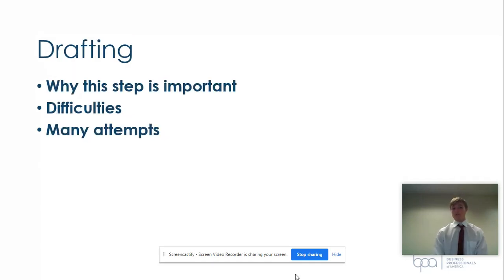The drafting step, honestly, is probably the most important step out of all because it sets up your paper for success or failure. Really, depending on how you structure it in the beginning, it can completely change the outcome of a paper. This posed many difficulties because you have to put in a lot of thought when you're doing this part, and it took many different attempts, which is how the drafting process works.